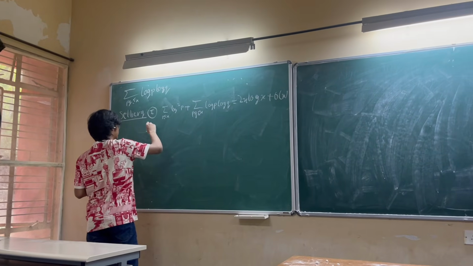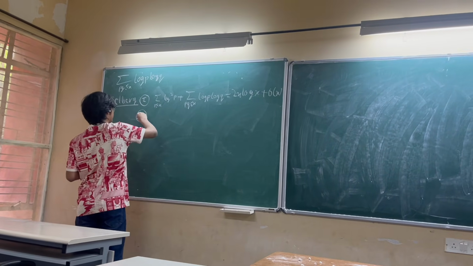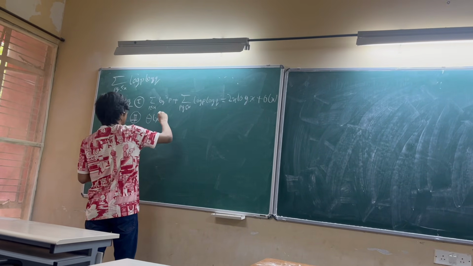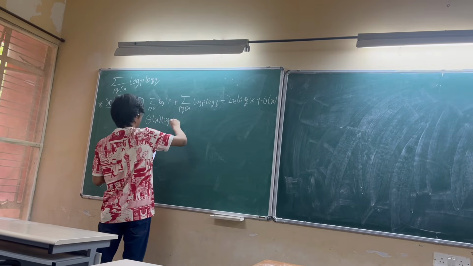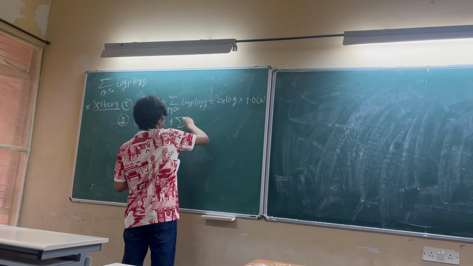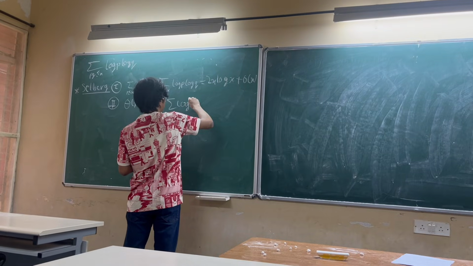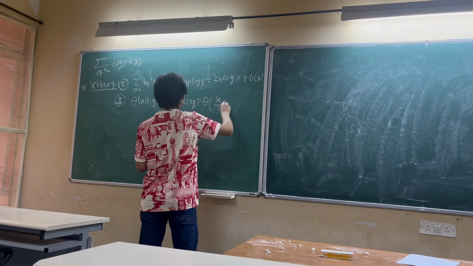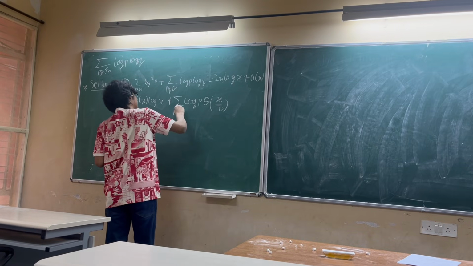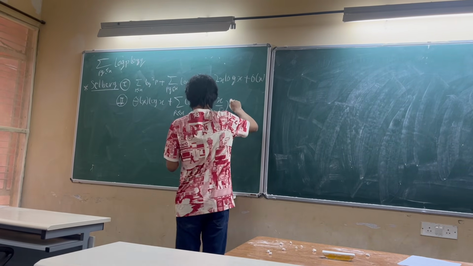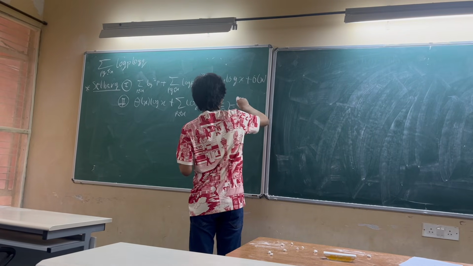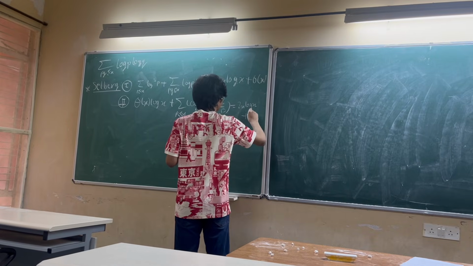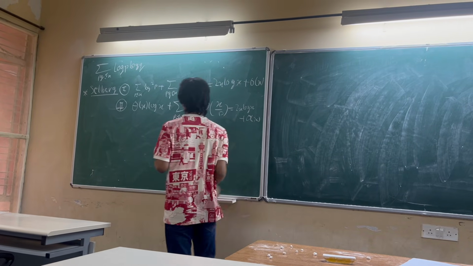The second one: we defined theta quite some time ago now. Theta of x log x plus the summation over p less than or equal to x of log p times theta of x by p is again equal to this thing only, 2x log x plus something of the order of x.